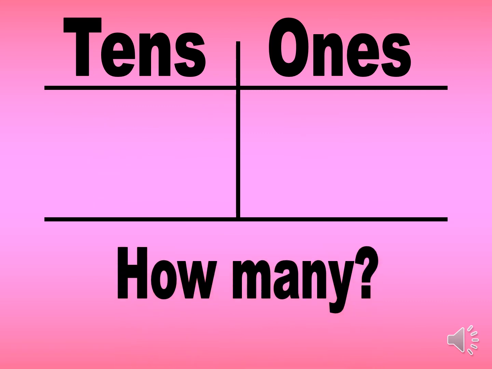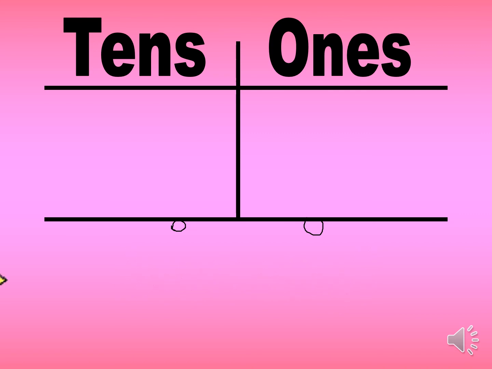Good. So how many ones do I have here? 0. How many tens do I have here? 0. So what's my number? 0. 0 tens and 0 ones.